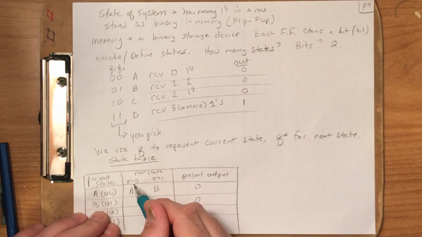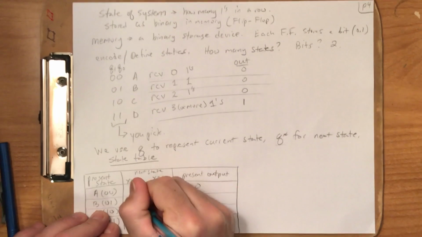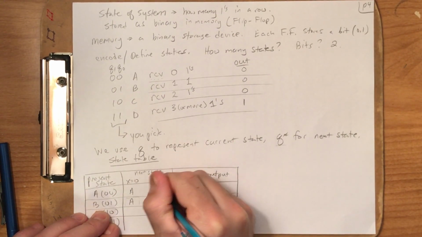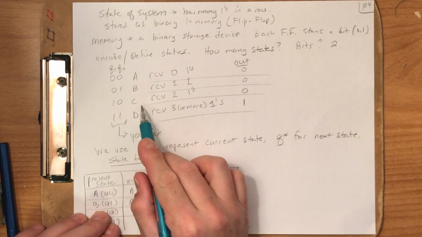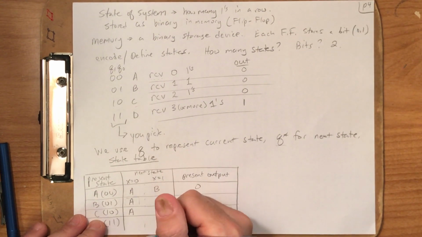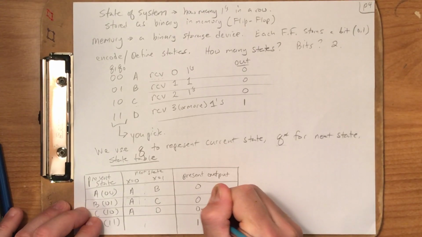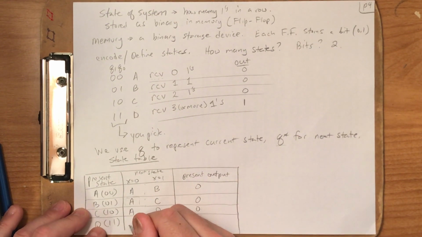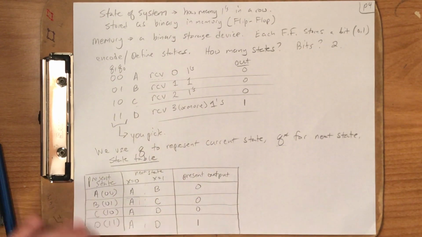If we're in B and we receive a 0, we go back to A because that resets our counter. If we receive a 1 over here in this column, that means that we go to C to count 2 1s. That's what C means. In state C, if we receive a 0, we reset our counter, go back to A. If we receive a 1, we go to D. But again, while we're in C, we're still outputting a 0. Now in state D, if we get a 0, that takes us back to A. If we get a 1, we stay in D. And that is our state table for this particular problem.